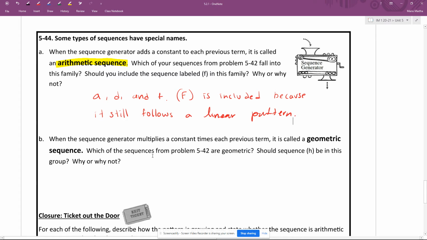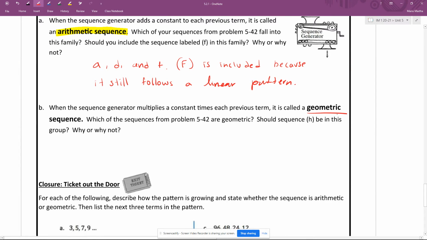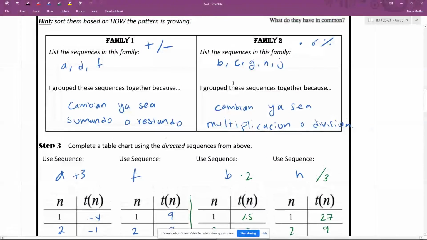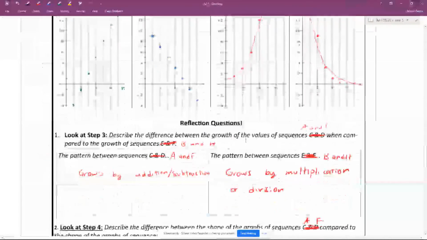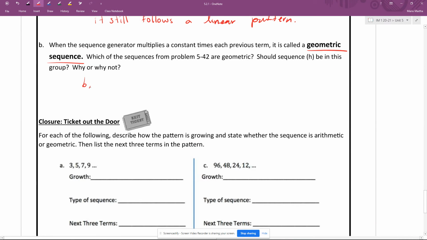And then when the sequence generator multiplies a constant with each previous term, we call that the geometric sequence. So again, we already talked about this. The ones that were geometric were patterns pretty much B, C, G, H, and J.